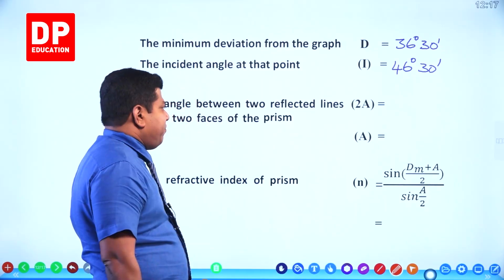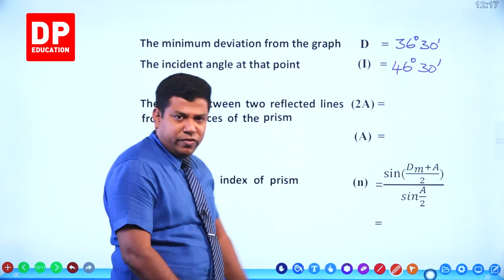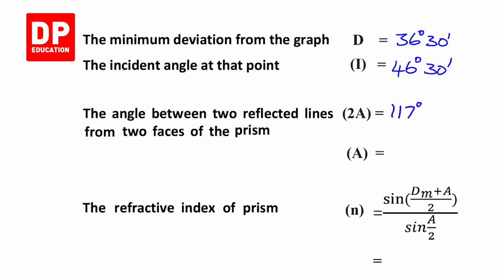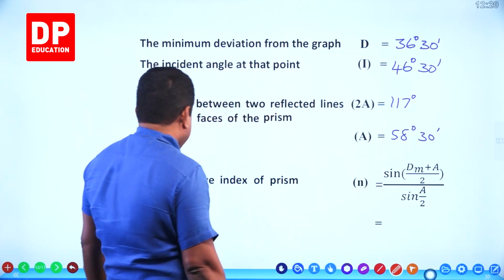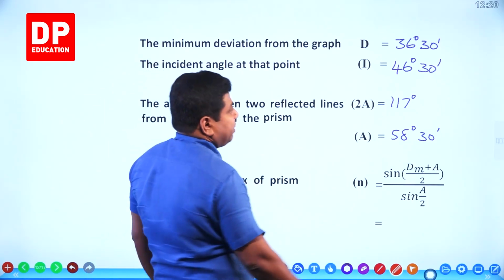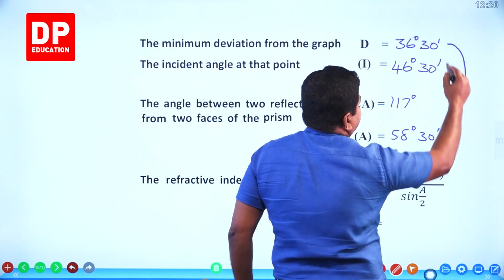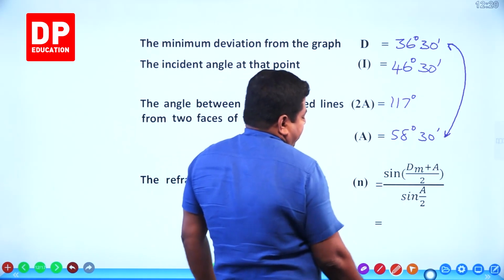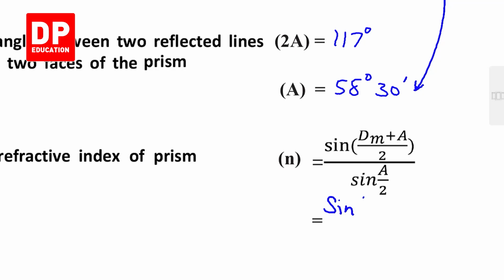The angle between two reflected lines from the faces of the prism, we measured that was 117 degree. Divide that by 2, you will get 58 degree, 30 minutes, right? Now we will say refractive index of prism is sin of (Dm plus A) by 2. Add them and divide by 2. You get 58, 36, that will be 94, 95. Divided by 2 will be sin 47.5 degree, 47 degree, 30 minutes.